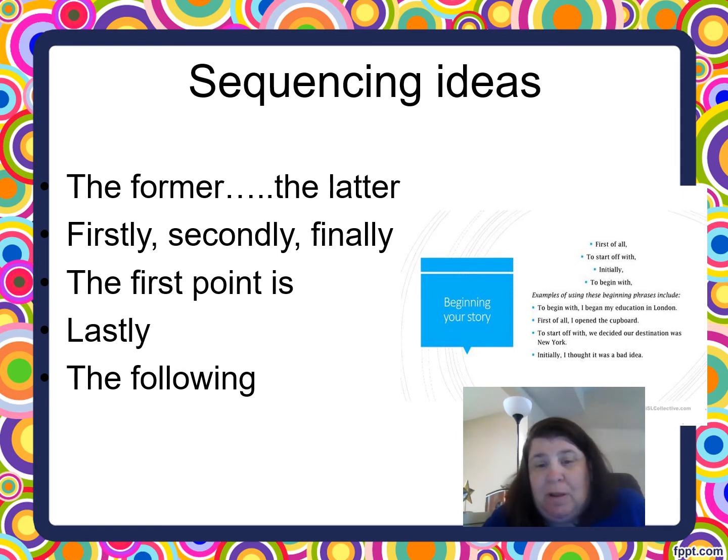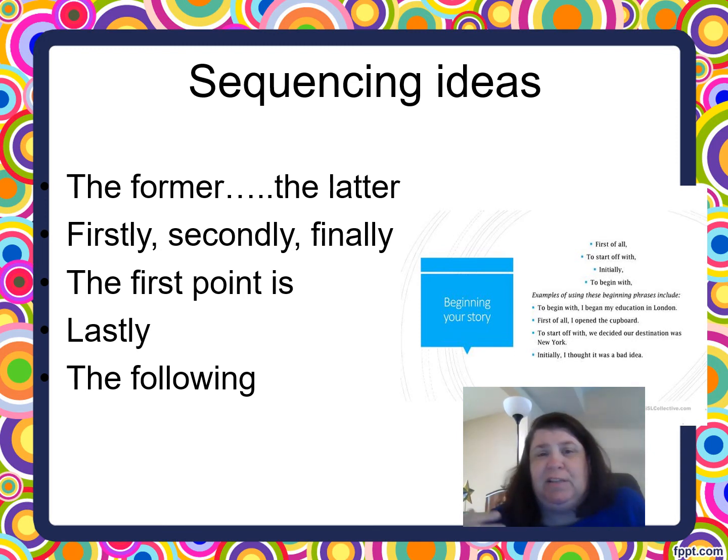And so as we look over here in our graphic at the bottom of the screen, we can see it says they also have first of all, to start off with. They also add the words initially or to begin with. Those are great ones I didn't put on the list over there too. But some examples of how you'd use that would be: to begin with, I began my education in London. Or first of all, I opened the cupboard. Or to start off with, you get the idea.